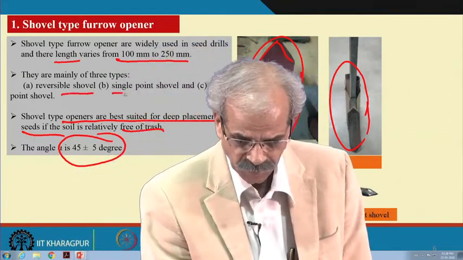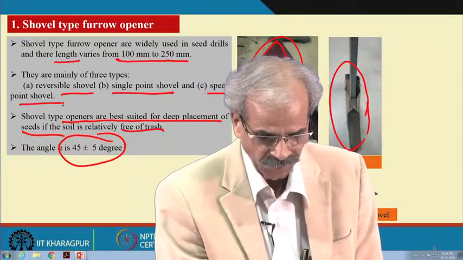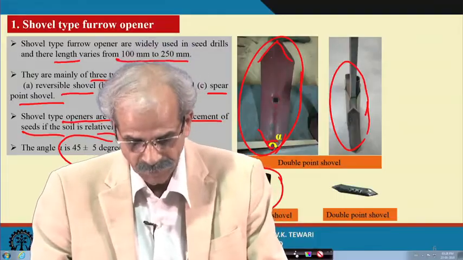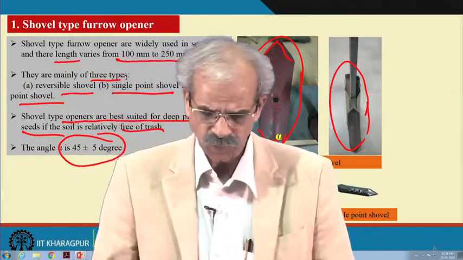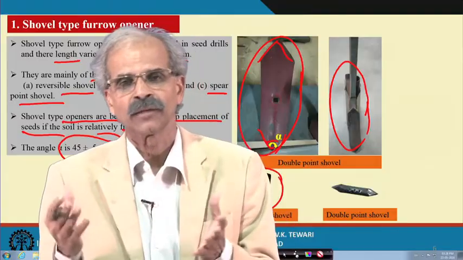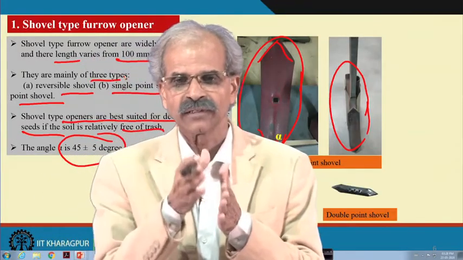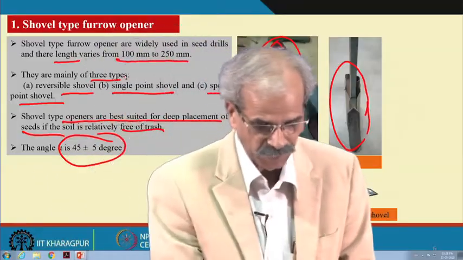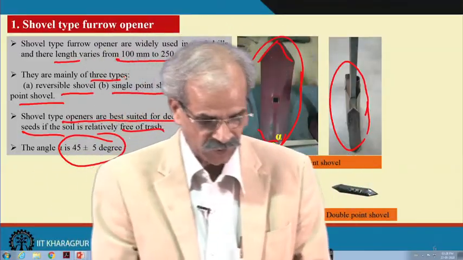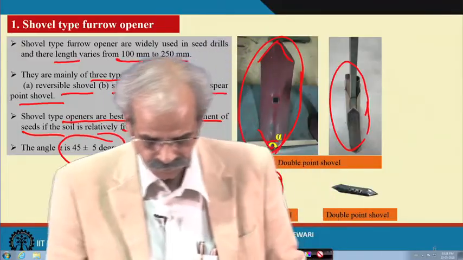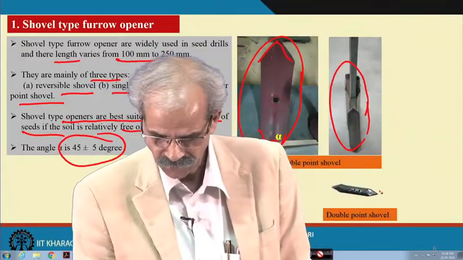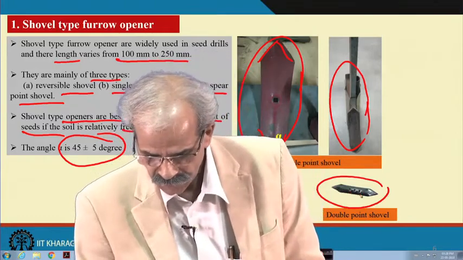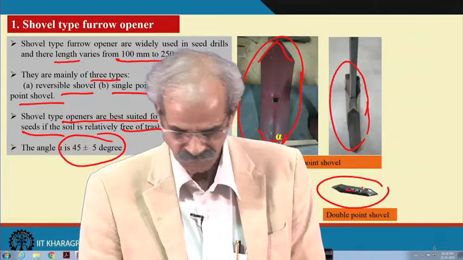Reversible shovel type, single shovel type, and spear point shovel type. There are three main types of shovel types available, which you will encounter, and you may design depending upon the amount you want to cut inside the soil. If you do not want to disturb much of the soil, then you may have to take a spear point shovel, which will serve your purpose. This is a double point shovel, same thing shown here. Another view where you can see that there are three locations where it can be fitted.